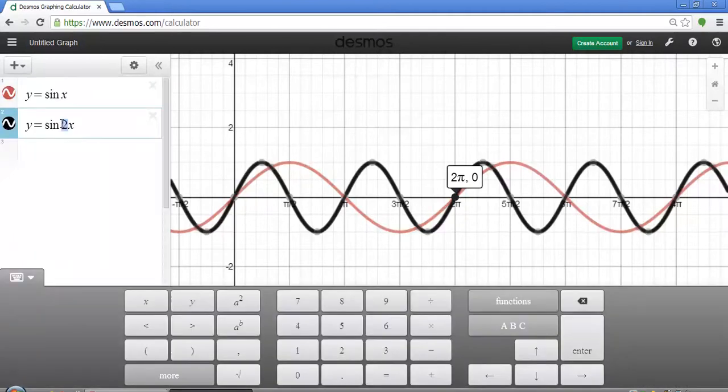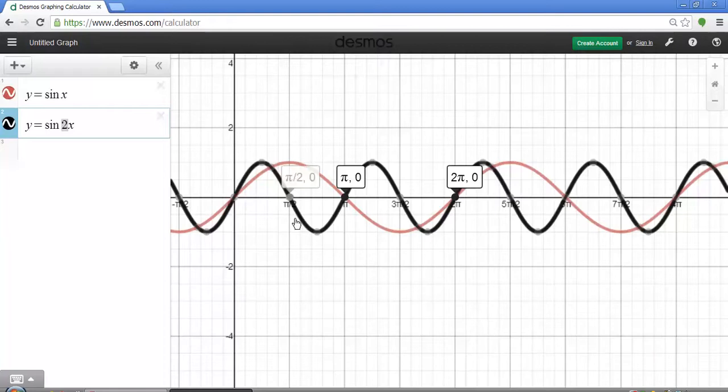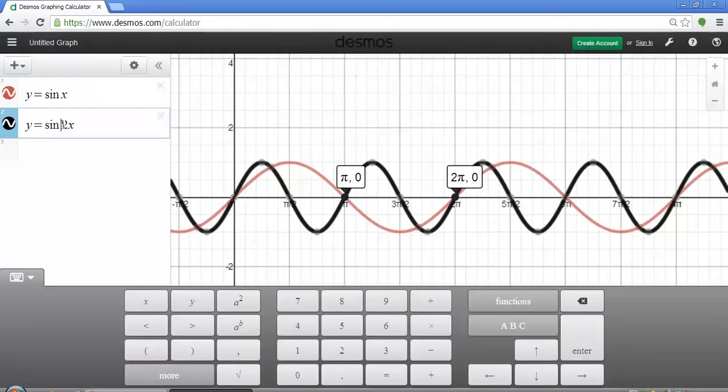So what is the 2 doing? The 2 is causing you to get two waves in the same space where you normally get one. It's compressing the curve. It's cutting the period in half. The period of the black one is now just half of the original curve. See, the original period was 2 pi. This black curve rises and falls and comes back at pi. So its period is half of the original one. So what this is doing is it's cutting your period in half.